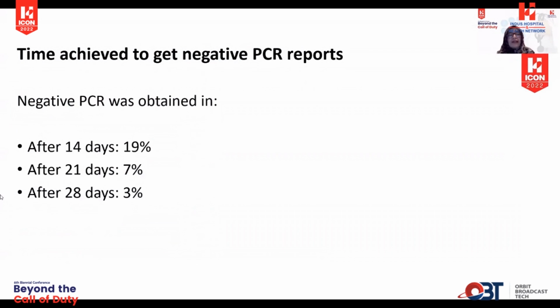Then when we looked at the time taken to get a negative PCR, this is actually no news, because a lot of us by now know that in oncology patients, it is a problem that their PCR clearance is not comparable to that of normal children. We saw 19% of children whose PCR cleared after 14 days, and 7 and 3% of children required 21 or 28 days to clear their PCR report.